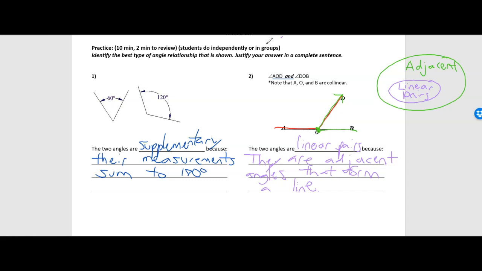So this is a situation we're kind of in, right? You can say that they're adjacent angles, but if we know what specific type of adjacent angles they are, if we know that they're a linear pair, then we might as well say linear pair because it gives the reader more information. All right, let's move on to 3 and 4, and then we're going to be done with the first part of this video.